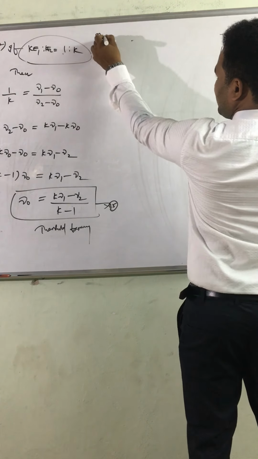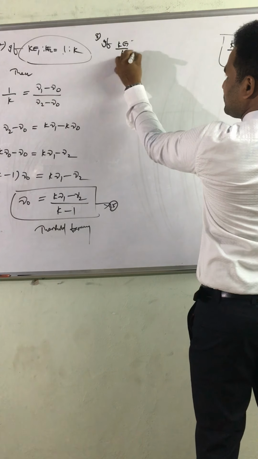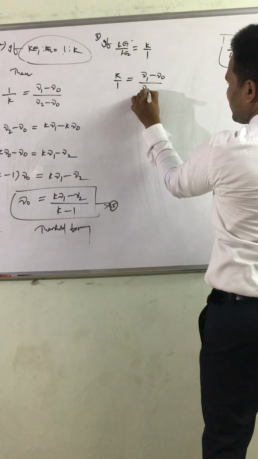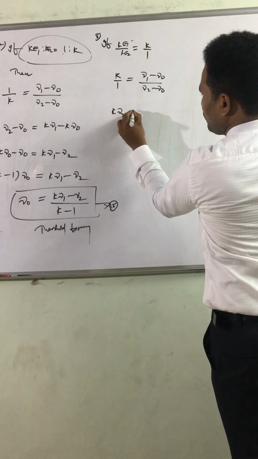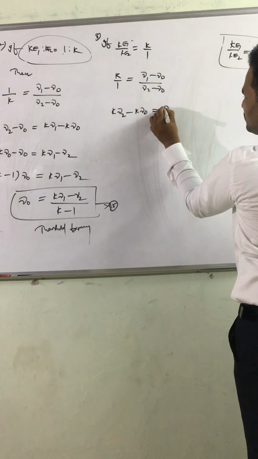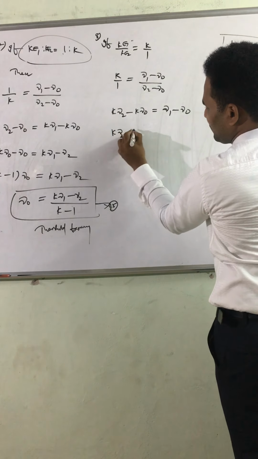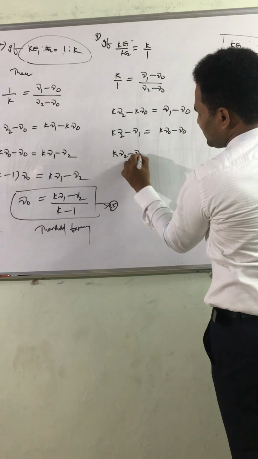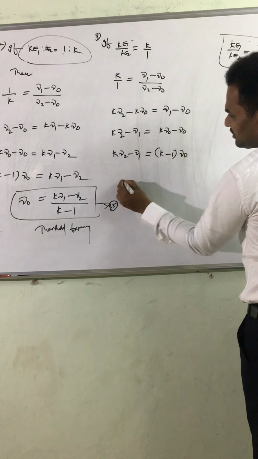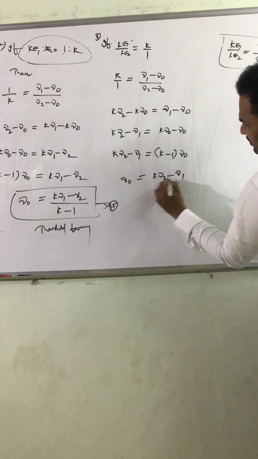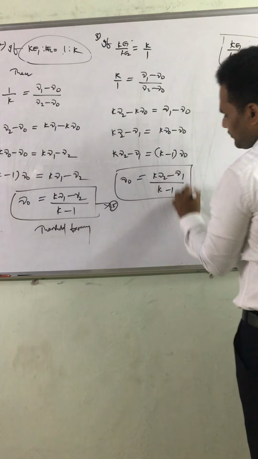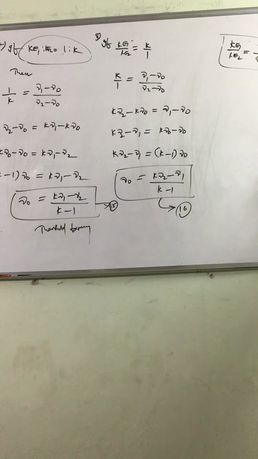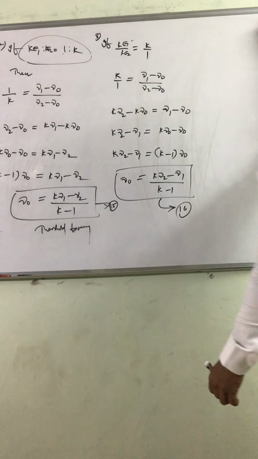Similarly, if KE1 by KE2 is equal to K by 1, then K by 1 is equal to (nu1 minus nu0) by (nu2 minus nu0). K nu2 minus K nu0 is equal to nu1 minus nu0. K nu2 minus nu1 is equal to K nu0 minus nu0. So K nu2 minus nu1 is equal to (K minus 1) into nu0. So nu0 is equal to (K nu2 minus nu1) by (K minus 1). This is also threshold frequency for different cases. Understand?